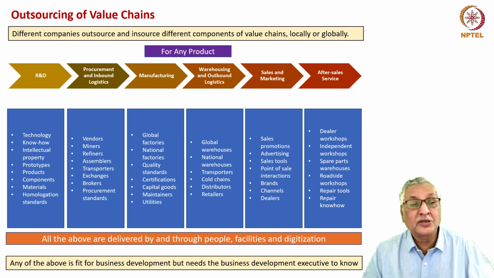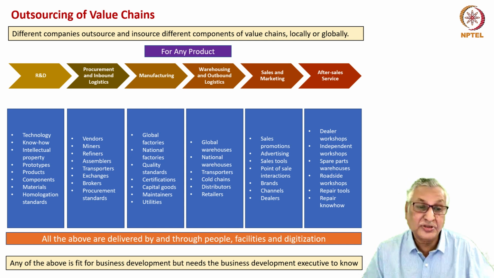When you look at procurement and inbound logistics, you have vendors, miners, refiners, assemblers, transporters, exchanges, brokers, and procurement standards. These again typically are company specific and constitute a core competence for that company. In respect of manufacturing, your factory network, either nationally or even globally, the quality standards which the company follows, the certifications which the company has in terms of ISO and several other regulatory certifications, the capital goods it deploys in the network, the maintenance capabilities that the company has, and the utilities that are run are important constituents.